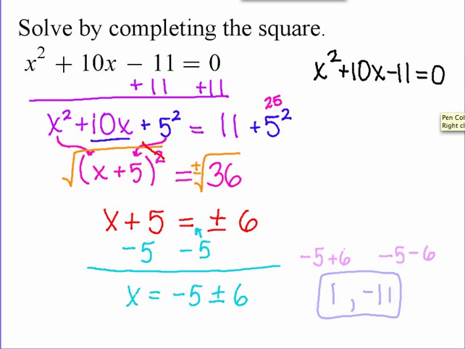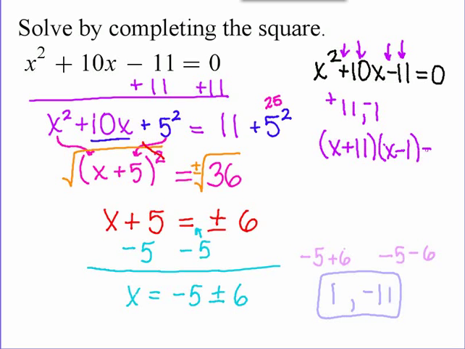Two factors of 11 that differ by 10. What are they? 11 and 1. How do you get a positive 10 from 11 and 1? Positive 11, -1. So really this is (x + 11)(x - 1) = 0. So our two solutions in factored form give me -11 and +1, which is exactly what I got completing the square.